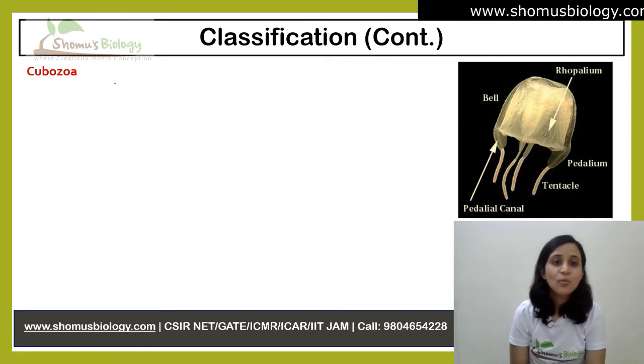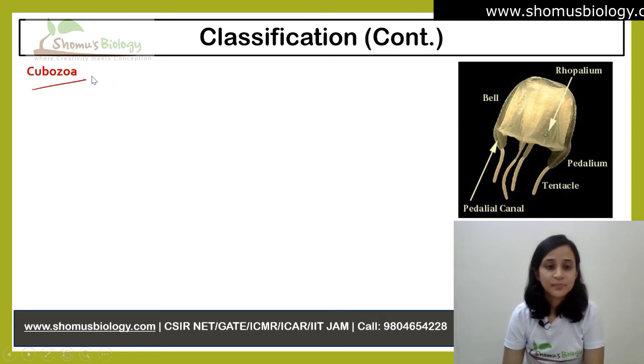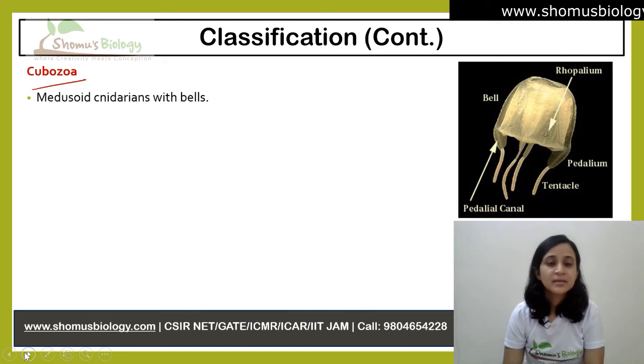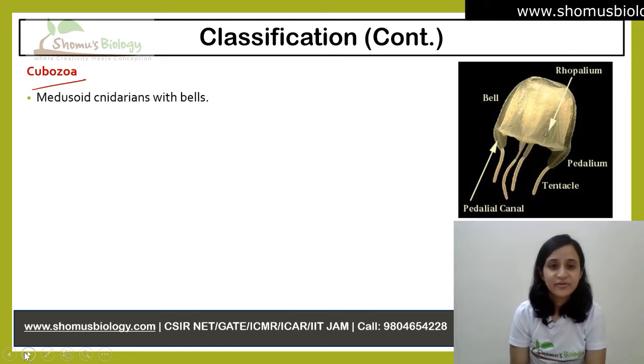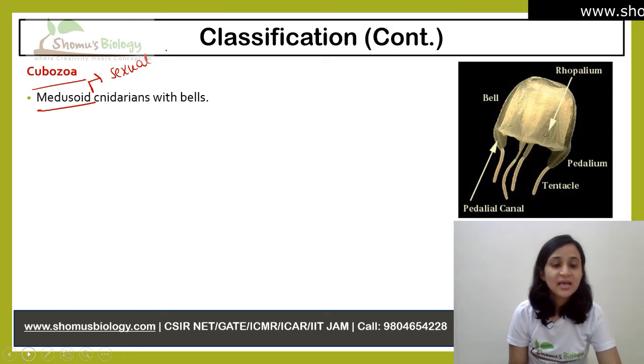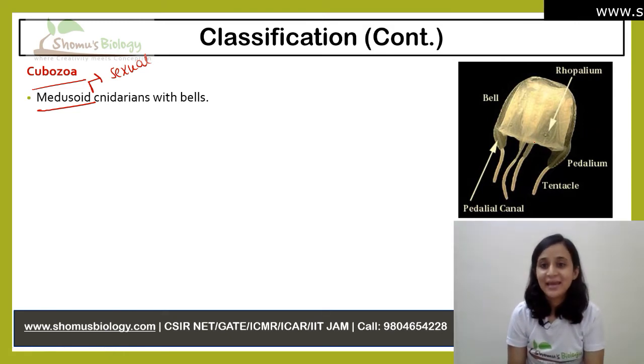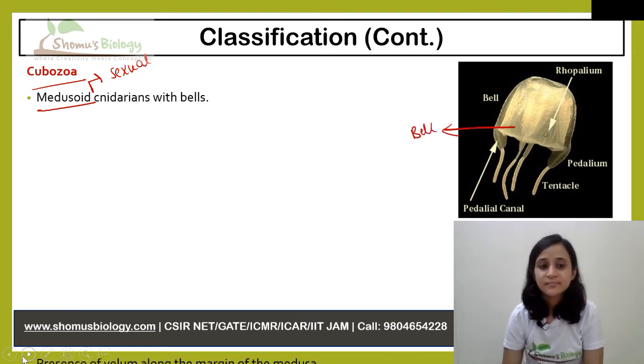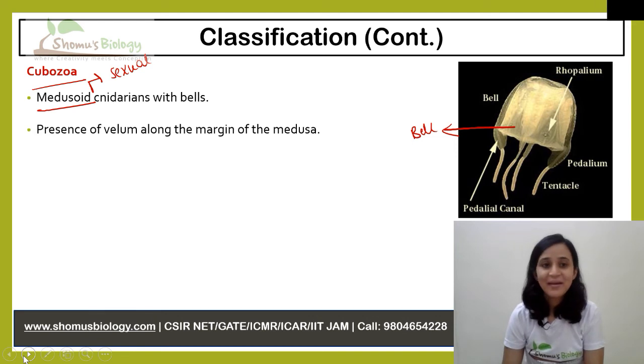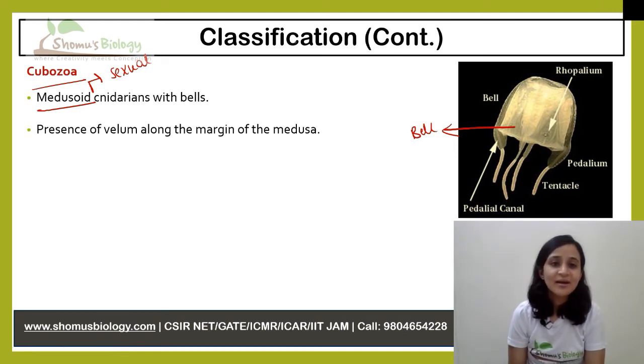Next is Cubozoa. So here medusoid Cnidarians with bells. Here also you will get the medusa form. Medusa form, that means the sexual form, here also you will get. And they have the bell. So here you can see this is the bell, right? And this is exactly like a bell, and presence of velum along the margin of the medusa.